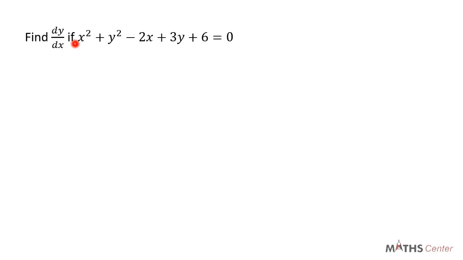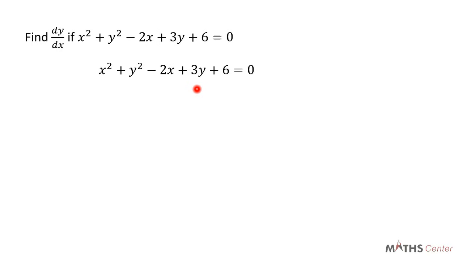Find dy dx if x squared plus y squared minus 2x plus 3y plus 6 is equal to 0. So here the equation is x squared plus y squared minus 2x plus 3y plus 6 is equal to 0. If you remember from the lesson on circles, this is an equation of a circle. We are going to find dy dx.